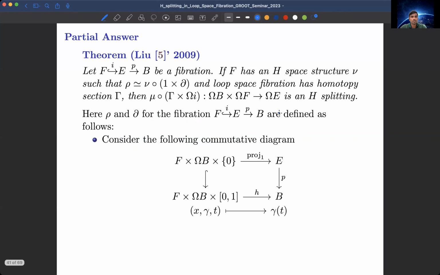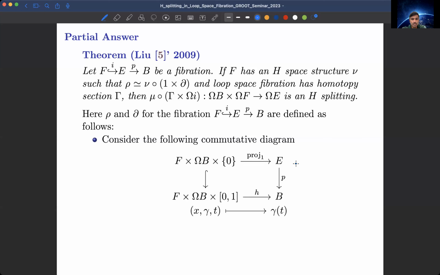Okay, so how are ρ and ∂ defined? You consider this diagram. You have E → B, this was your original fibration. Now consider F × ΩB × [0,1]. Here I have to define a map: (x, γ, t) goes to γ(t), just evaluate the loop at time t. And above, F is already included in E, so you just include F in E.